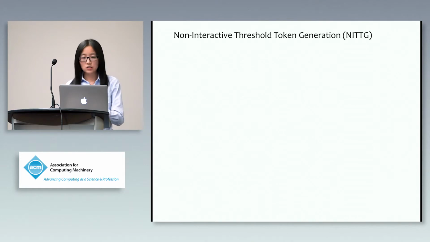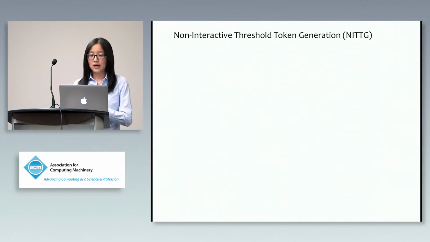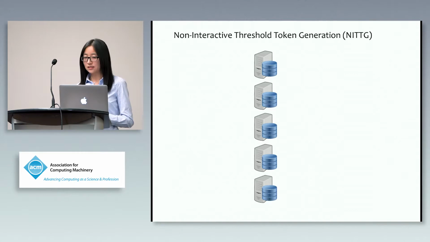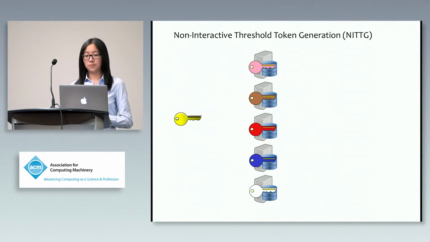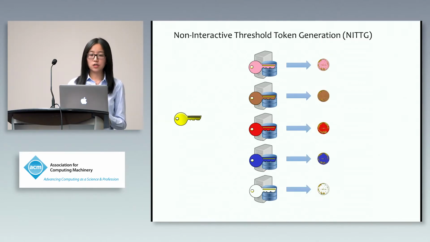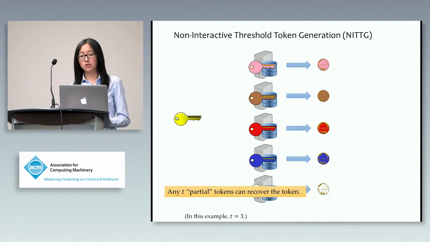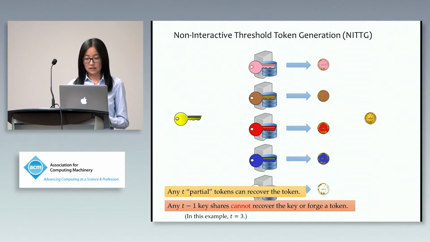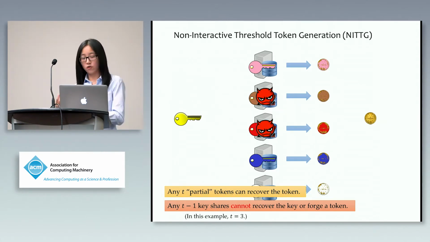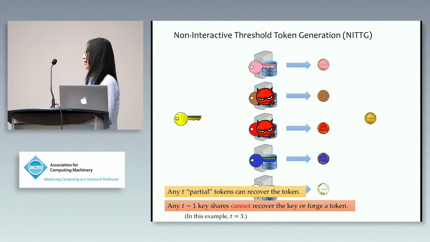First, non-interactive threshold token generation. In this scheme, there are a bunch of parties and a secret key is shared among them. And then, to generate a token, every party will use their secret key share to generate a partial token. And then, if you have t valid partial tokens, you can recover a real token. On the other hand, if up to t-1 parties are corrupted, they cannot recover the secret key or forge a token. So this is NITTG.